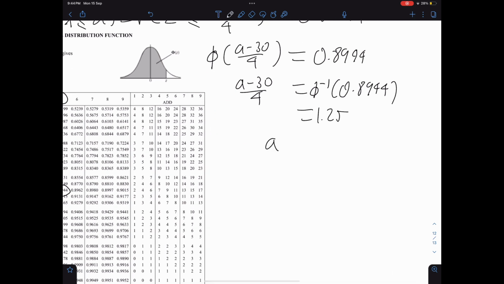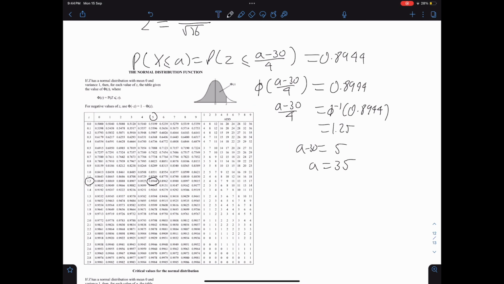And then a minus 30 would equal 1.25 times 4, which is 5. So a would equal 35. That would be inversing the normal there.